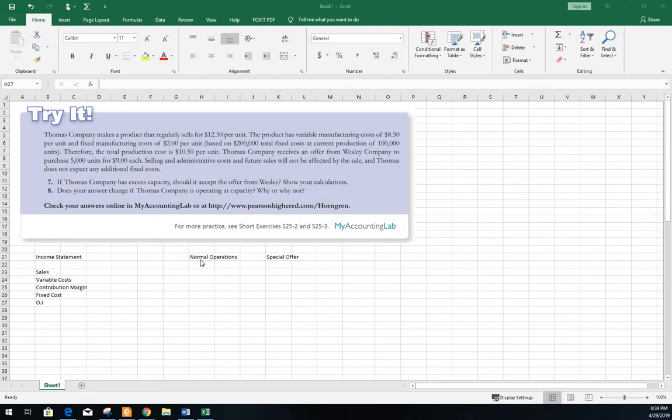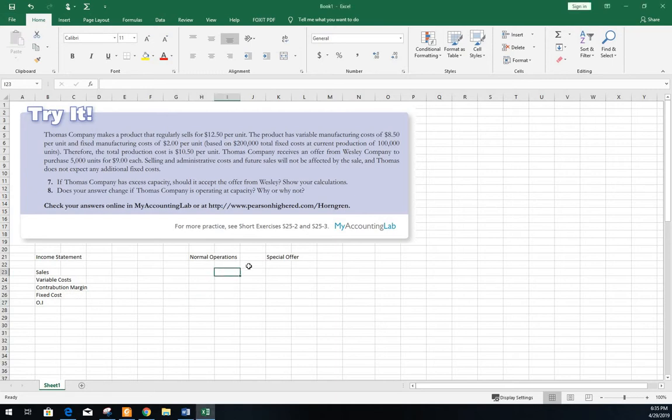Basically, we just have to compare the operating income, and more specifically the contribution margin, at normal operations versus the contribution margin at the special offer. So the first thing to do is make your little income statement. The contribution margin income statement has sales, variable cost, contribution margin, fixed cost, and then operating income. And then we'll fill that out for the normal operations and fill it out for the special offer. Compare the two, and if the special offer positively contributes to contribution margin, meaning that's a positive number, then we will accept the special offer. If it negatively affects contribution margin, then we will reject. So let's just fill out the income statement and then we'll go from there.